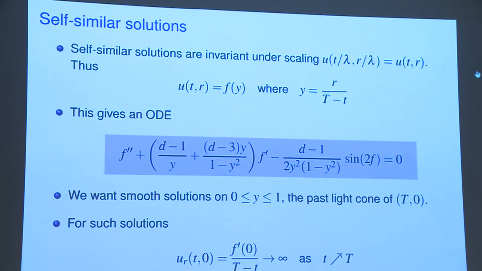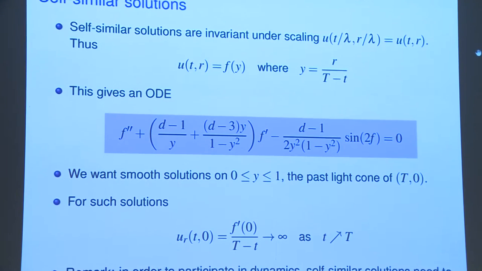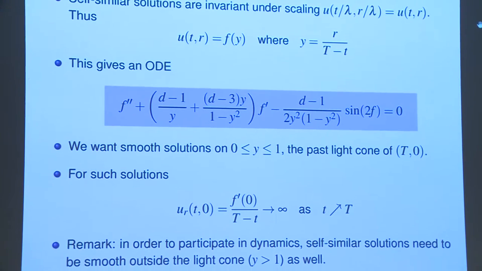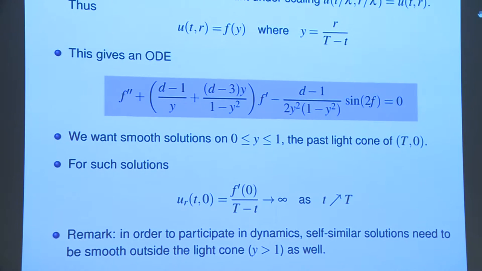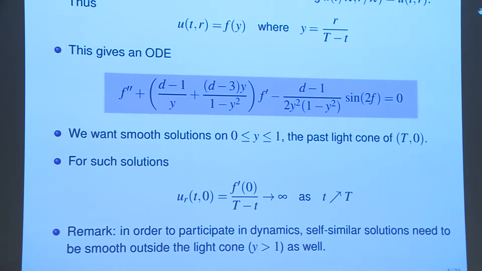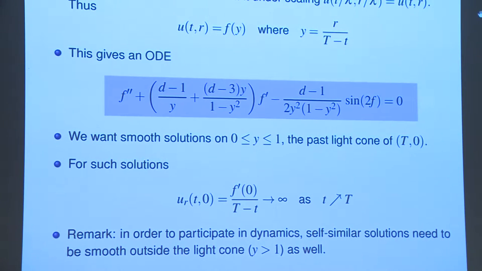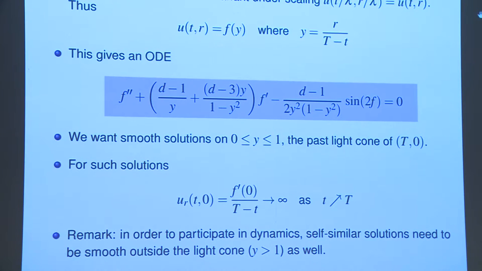If you plug this ansatz into the wave map equation, you get an ODE of the form written here. Now this ODE has a singularity at the origin. It has a singularity at y equal 1, which corresponds geometrically to the past light cone of the singular point T0.